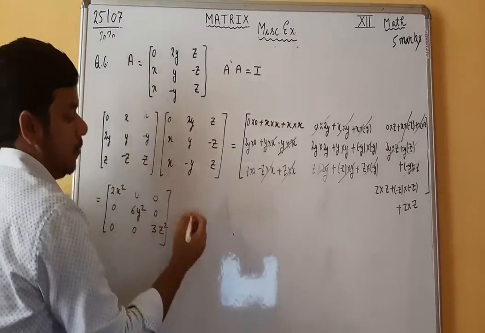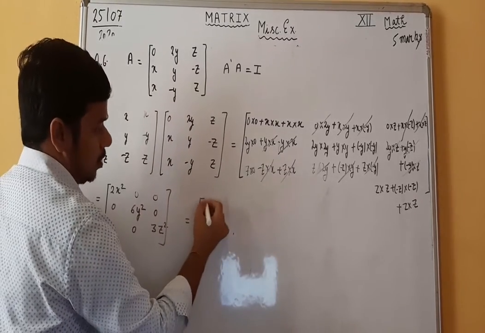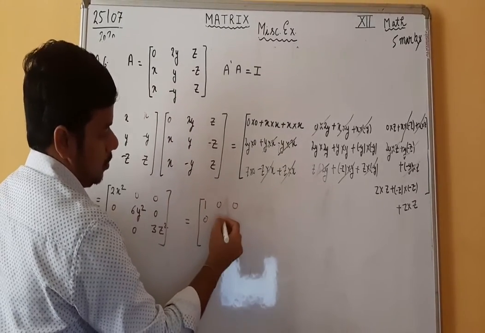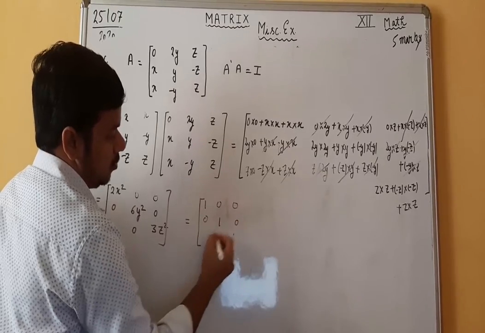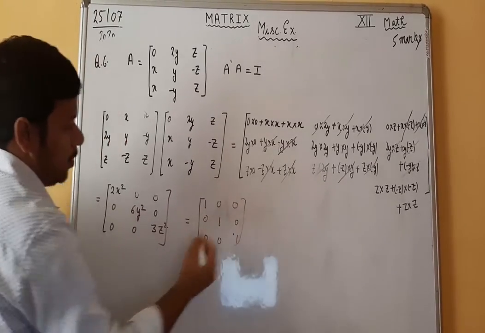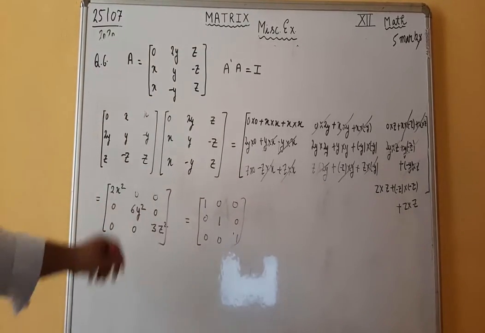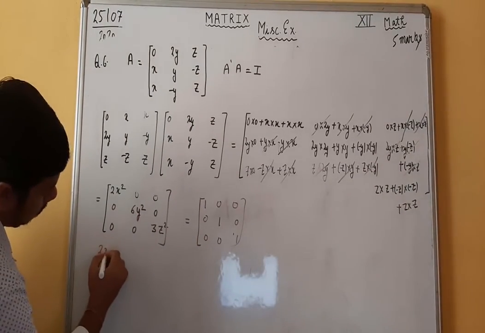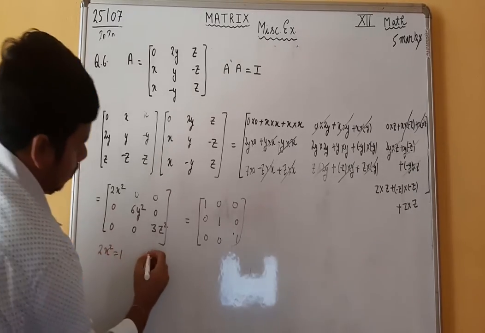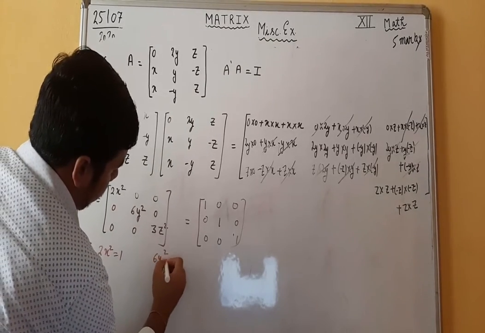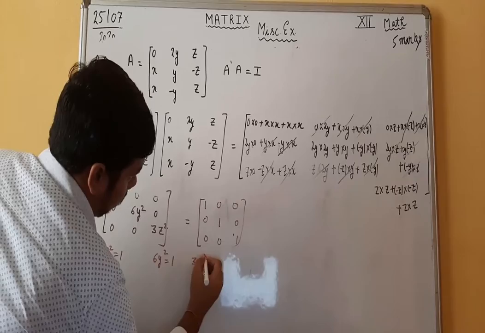It is equal to I. So let us take it equal to I: 1 0 0, 0 1 0, 0 0 1. By the equality of two matrices, they are equal when the corresponding entries are equal. So 2x square is equal to 1, 6y square is equal to 1, 3z square is equal to 1.